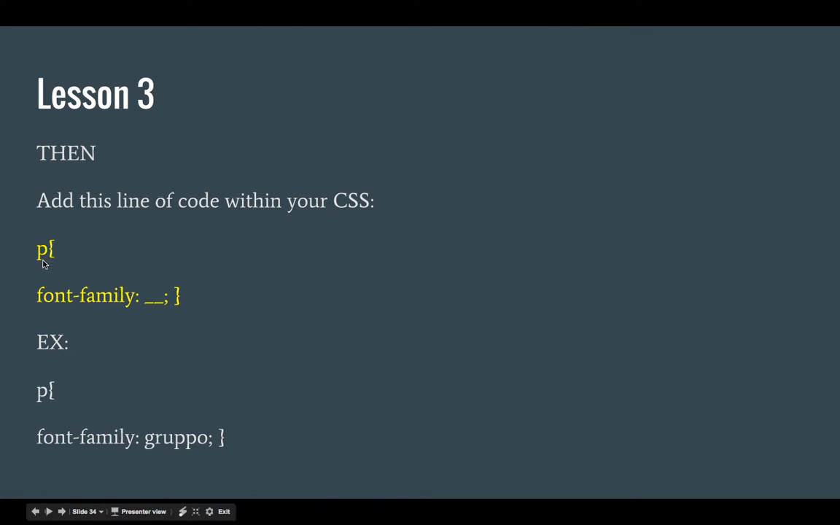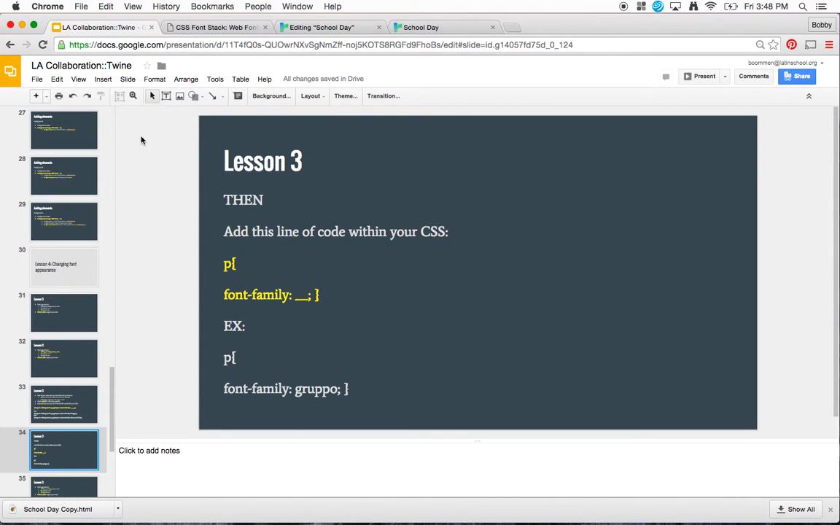So now your paragraph tag, which is the content of your story, is going to have this CSS property called font family, and you're going to put Grupo here. So example, paragraph font family, Grupo. So let's go ahead and add that in now.